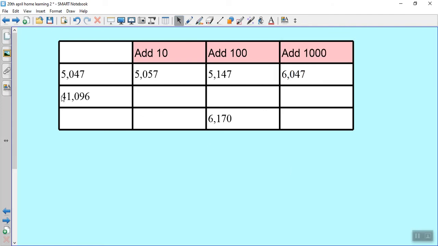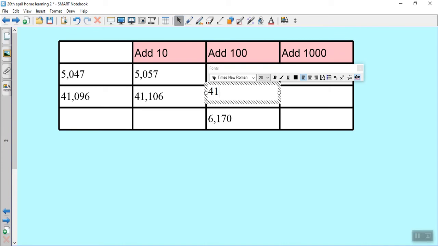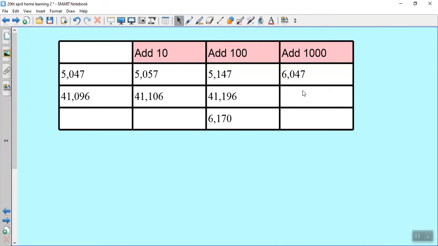Okay, I've got 41,096. I'm going to add 10 to the number. This is my tens column. If I add one more 10, I'm going to end up with 100, aren't I? So it's 41,106. If I add 100, I've got no hundreds at the moment, I need 100 in there. 41,196. And 1,000 to my 1,000 column.